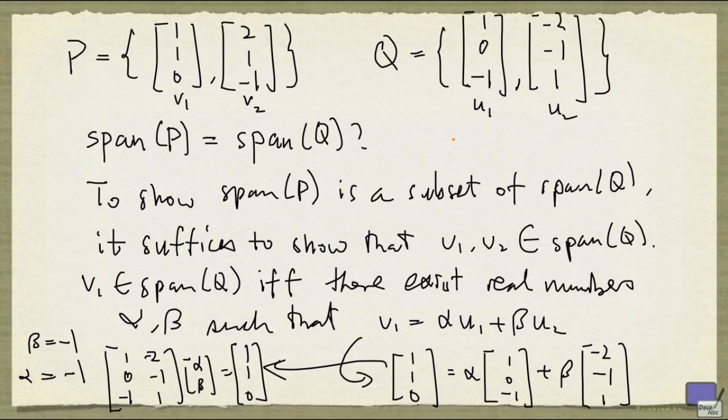So what you need to do next is to repeat the same procedure and show that u1 as well as u2 can be written as a linear combination of v1 and v2.